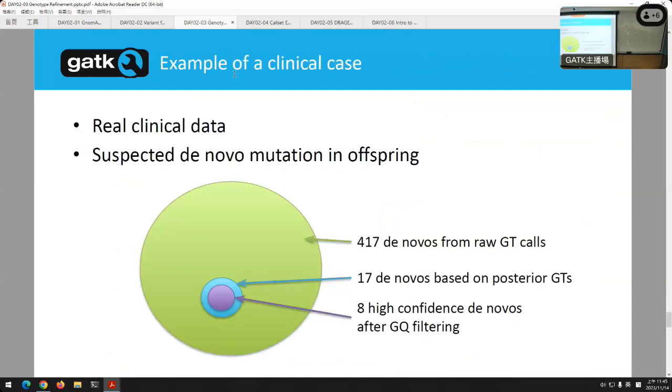Just to give you a sense, we took a real clinical case here, so I'm not going to give you all the details of which sample it is, but I'm trying to give you a sense of the order of magnitude of how many de novo mutations you see in a call set. This is a call set of 3 samples, mother, father, and child. It's not NA12878, I promise.